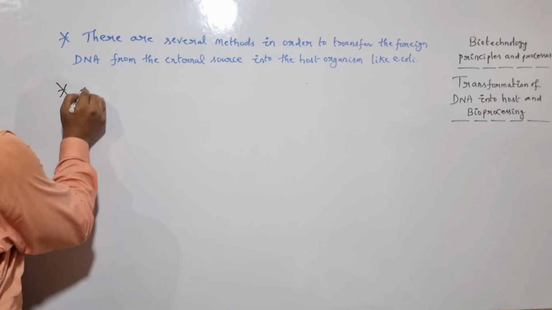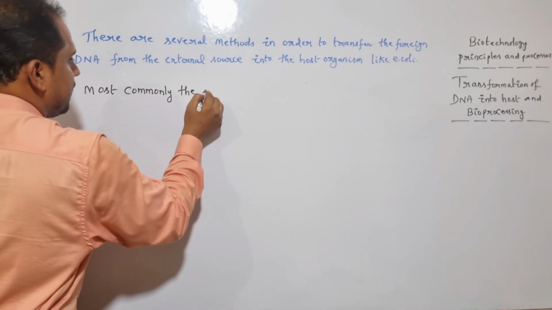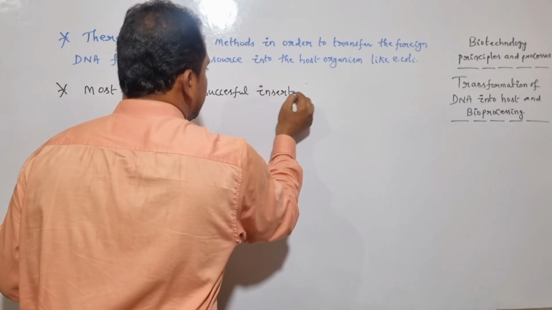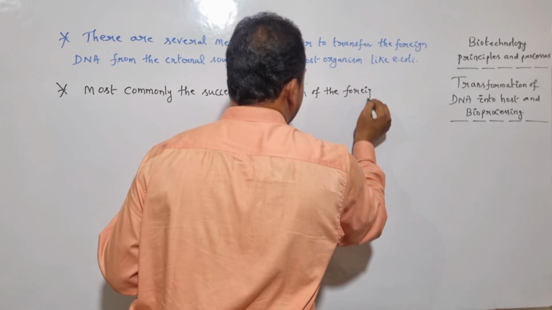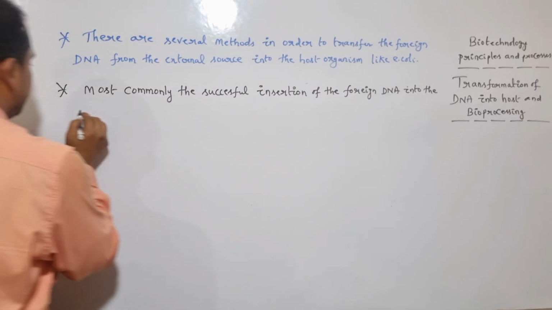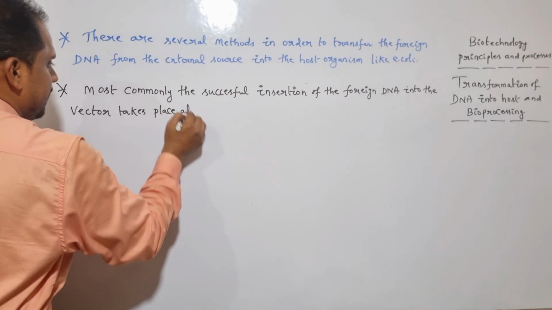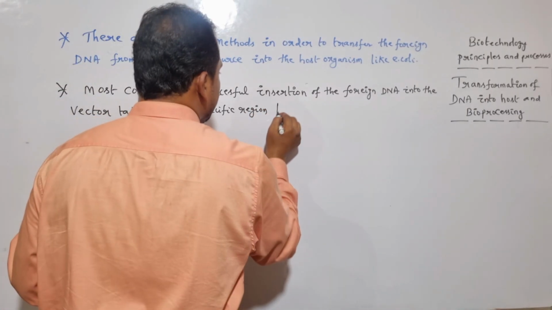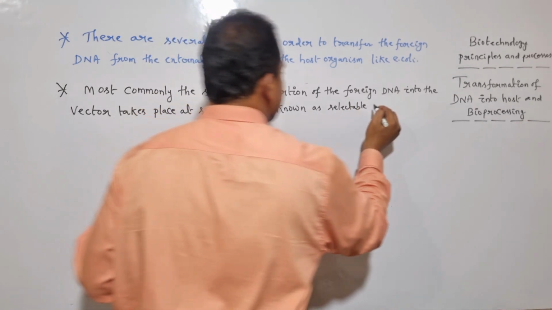Most commonly, the successful insertion of the foreign DNA into the vector takes place at a specific region known as the selectable marker region.